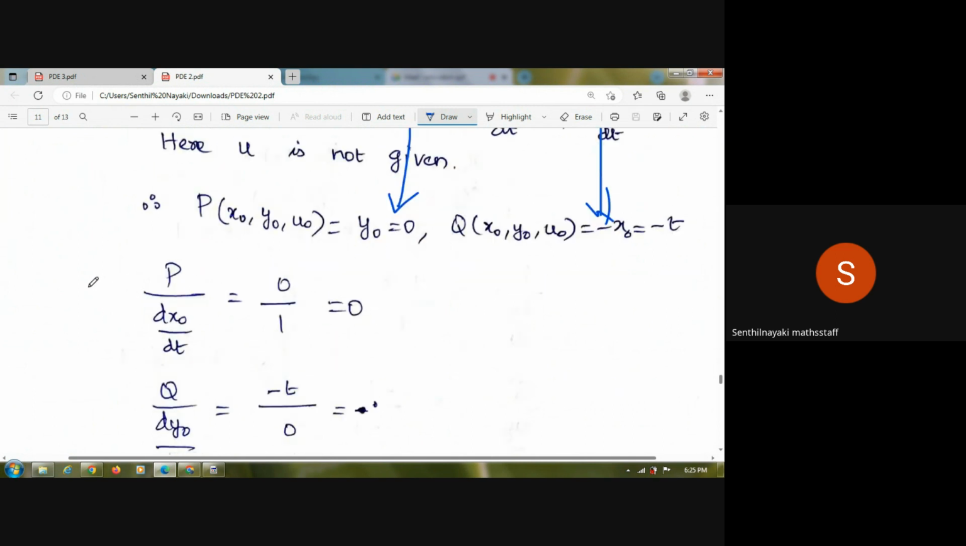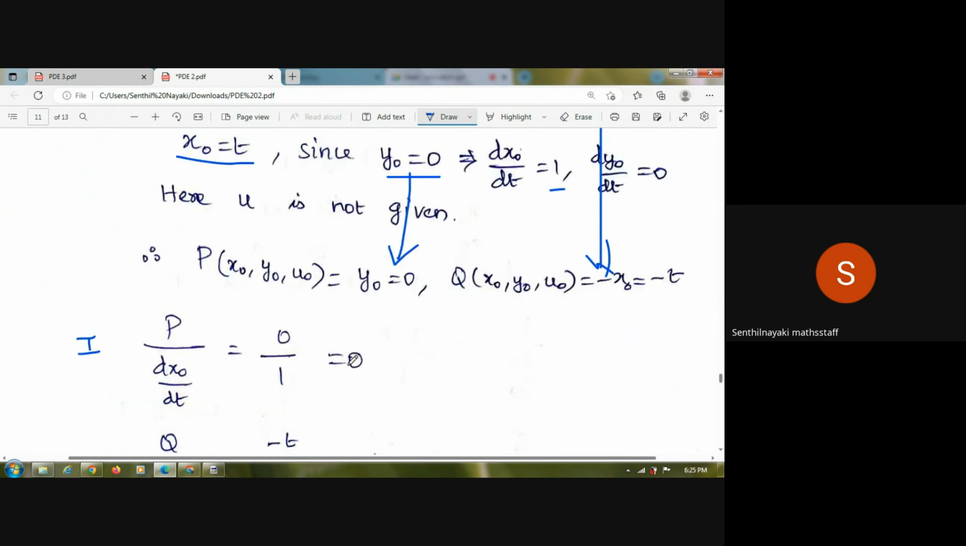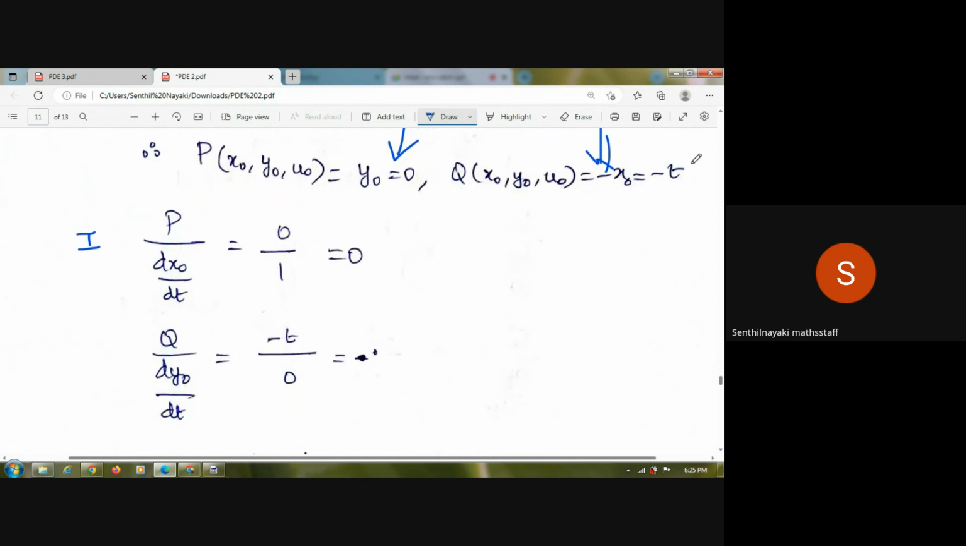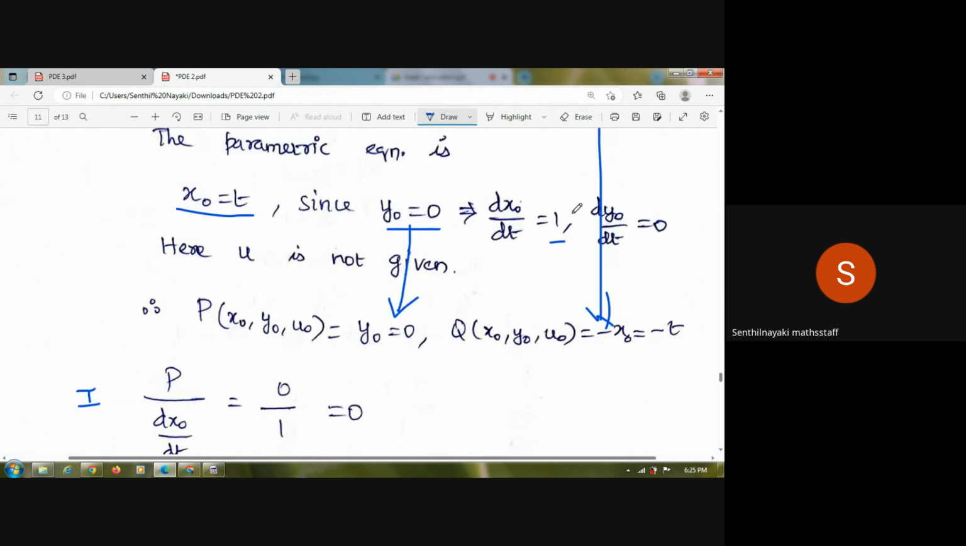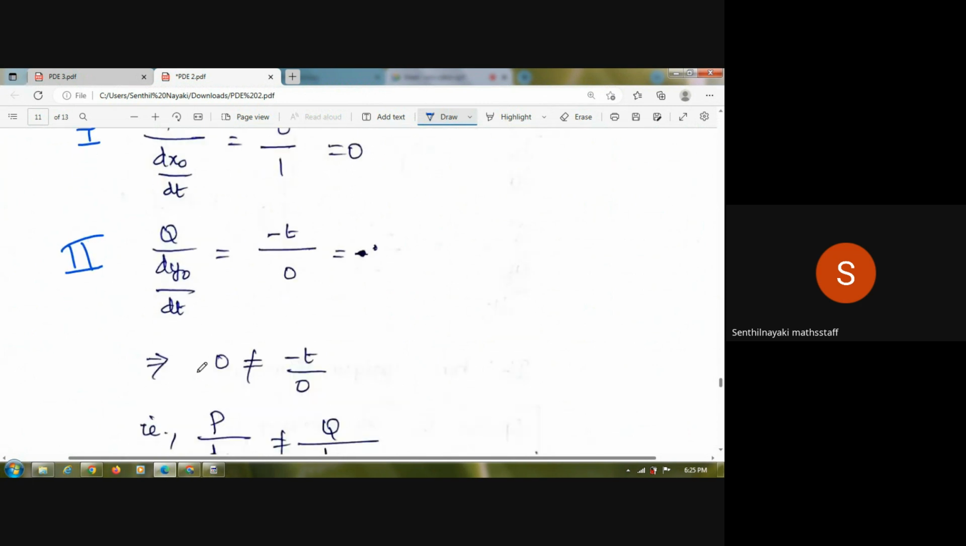So first we have to find the first ratio, capital P of x naught, y naught, comma u naught by dx naught by dt. This value is 0, dx naught by dt is 1, therefore 0 by 1, which is equal to 0. And q by dy naught by dt: the q value is minus t and the dy naught by dt value is 0. Then we get the first ratio is 0 and the second ratio is minus t by 0. So this 0 is not equal to minus t by 0, isn't it?